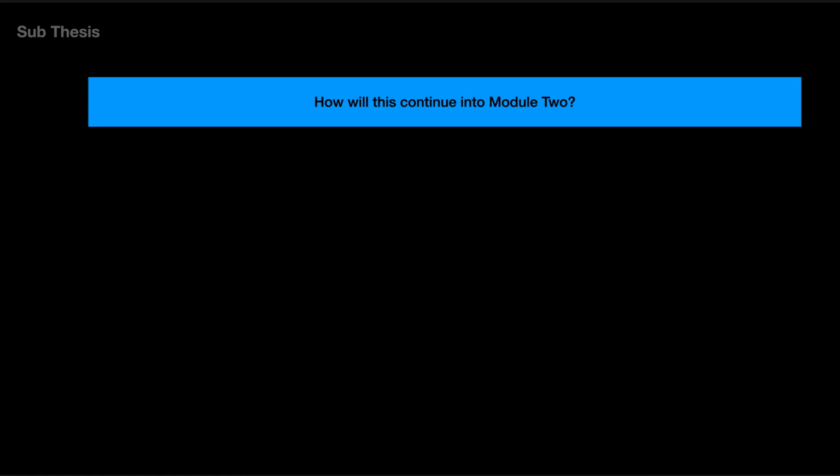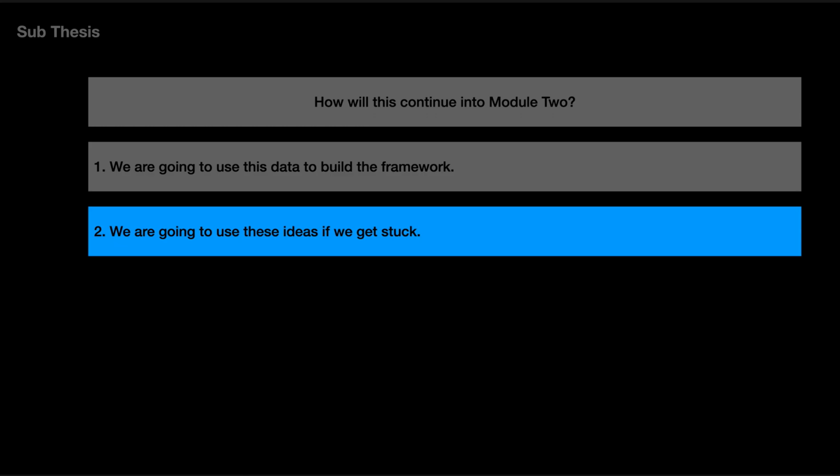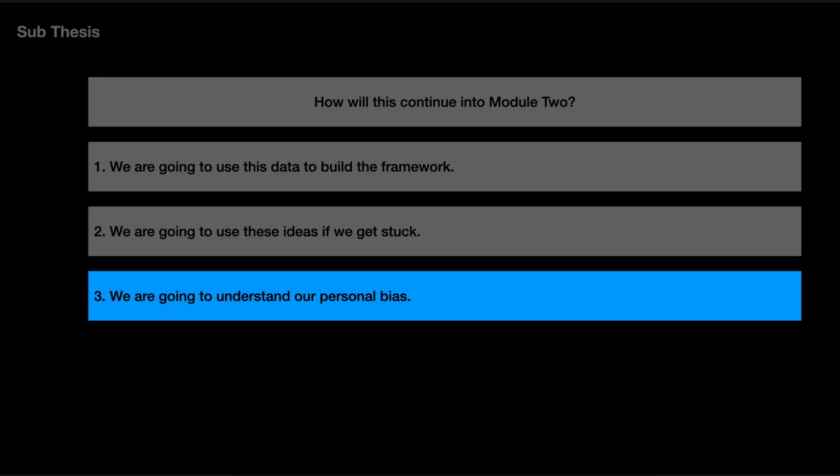So how will this continue into Module 2? Well, we're going to use this data to build a framework for our unique program. If we get stuck in designing the blueprints, we can use these ideas to help us get unstuck. Lastly, if we find ourselves sticking to a particular idea, we are going to find out more about our personal bias towards solutions or even decisions as both a manager and a leader.